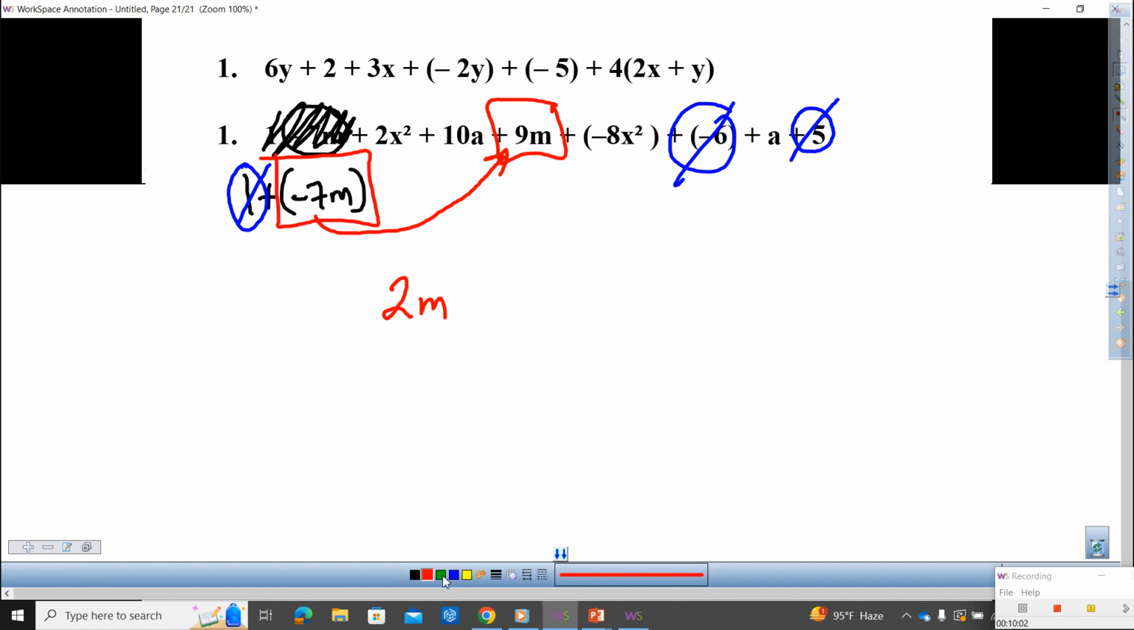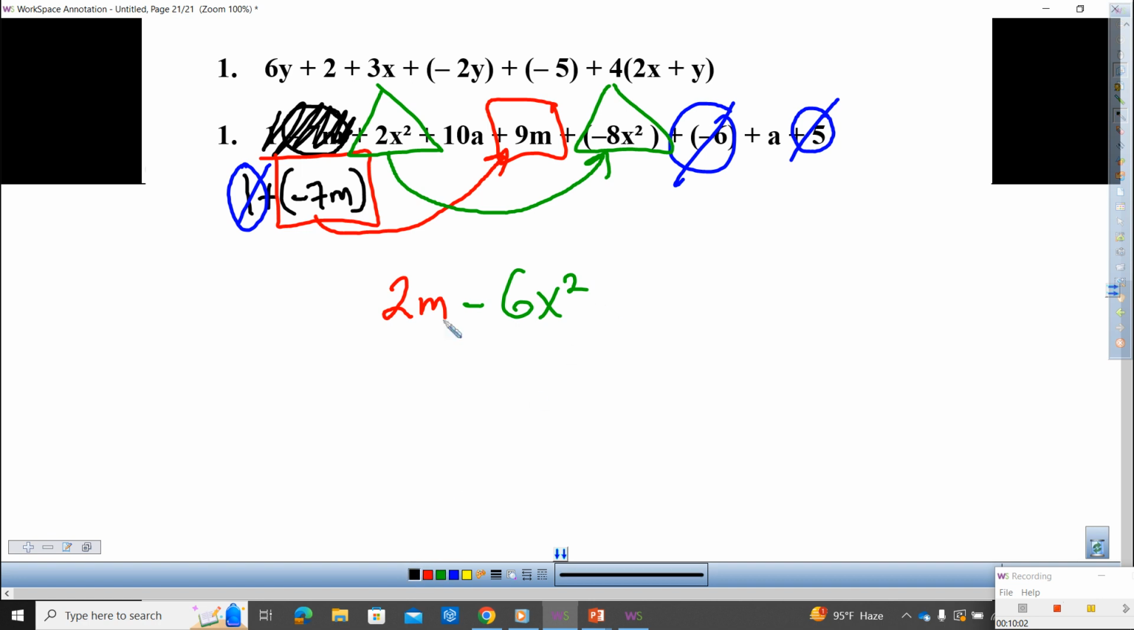Next, I'm going now to the x squared. X squared. Do we have another x squared? Yes. All right. Are they opposite signs? Yes. So the smallest one is this one. Can 2 of these cancel 2 of those? Yes. So that leaves me with negative 6x squared.